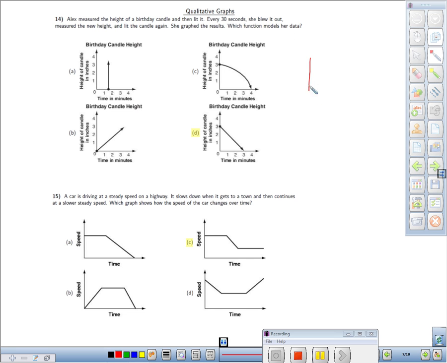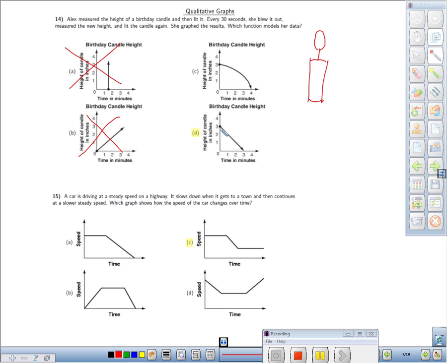Well, let's think about it. You've got a birthday candle. You light it, blow it out, measure. Light it, blow it out, measure. Well, let's think about it. A, is the height of the birthday candle going to increase? Not any birthday candle I've seen. That takes out B as well. A birthday candle's not going to get greater over time. So it's either C or D.